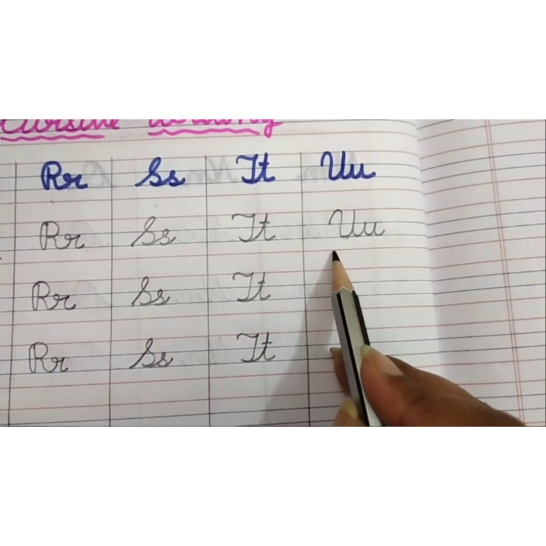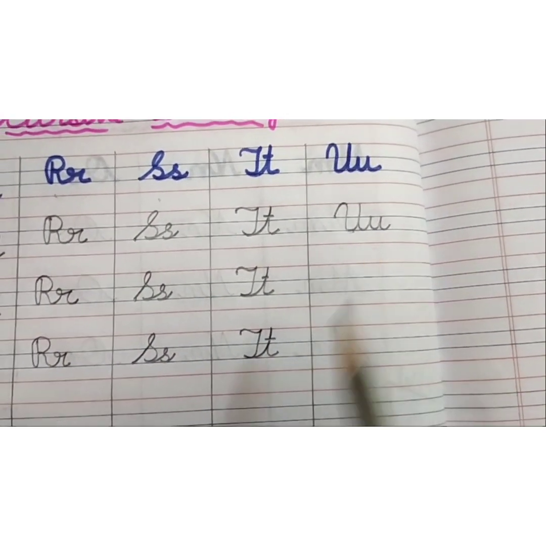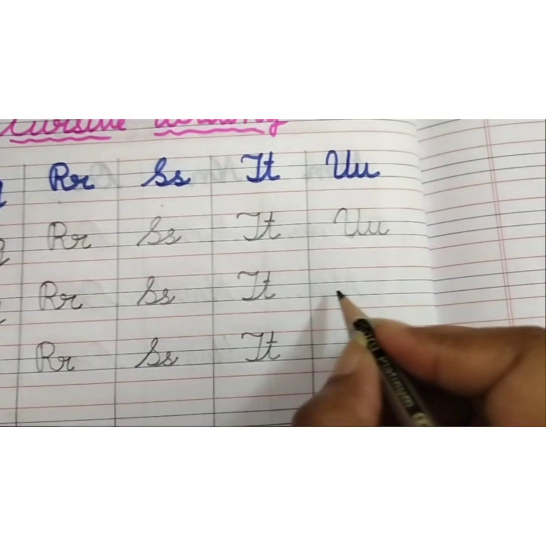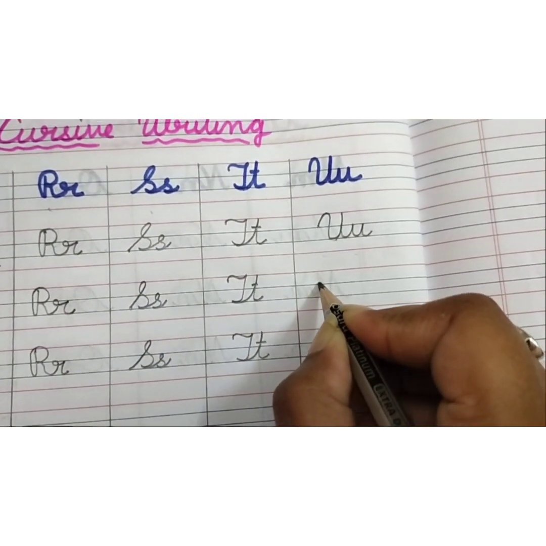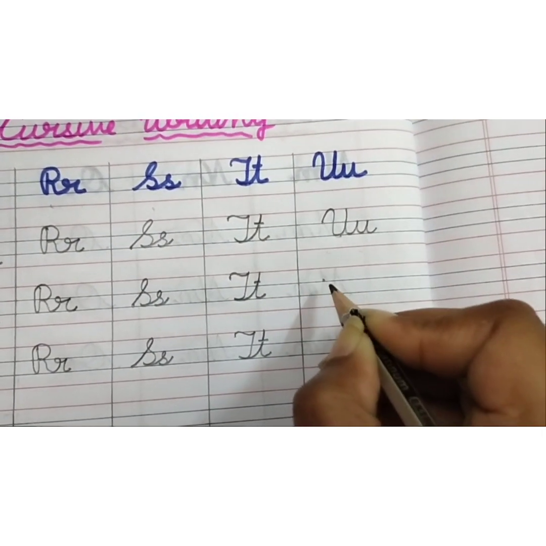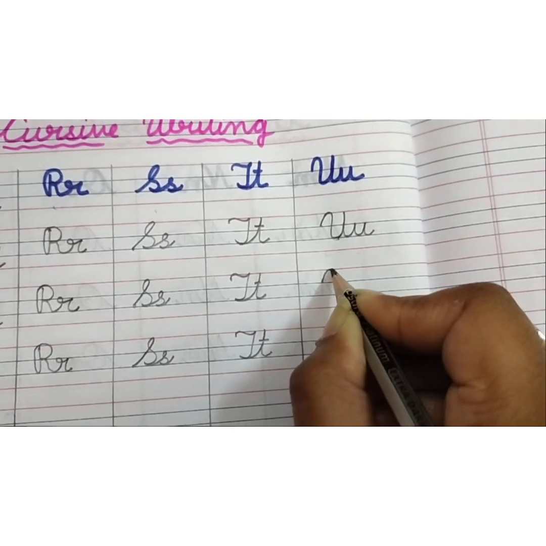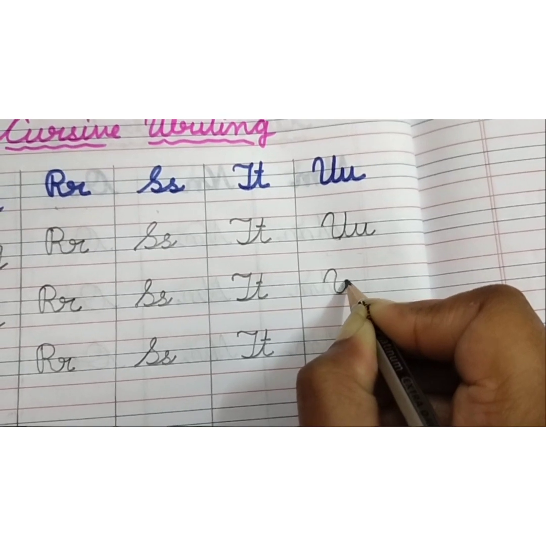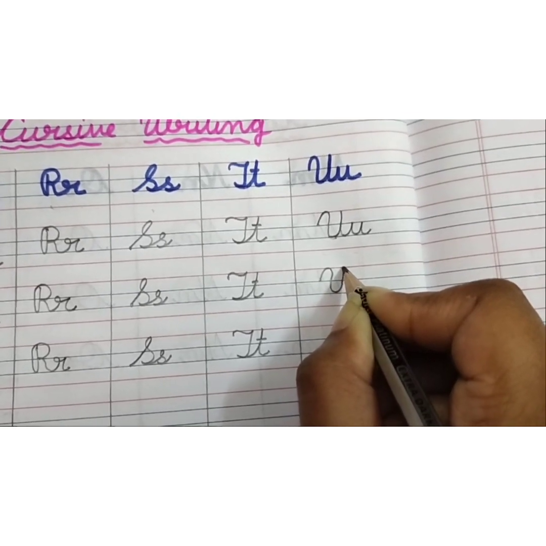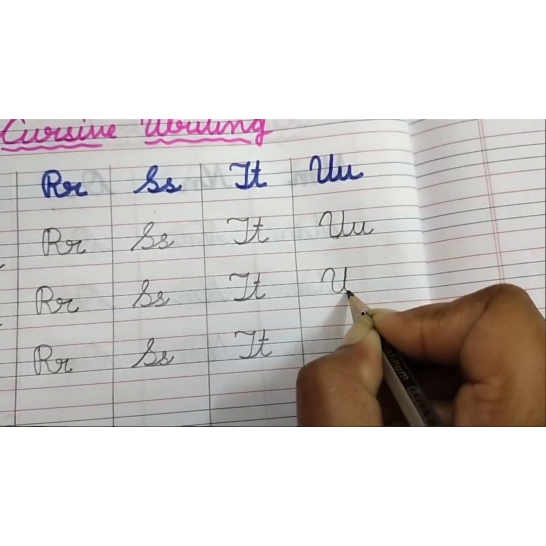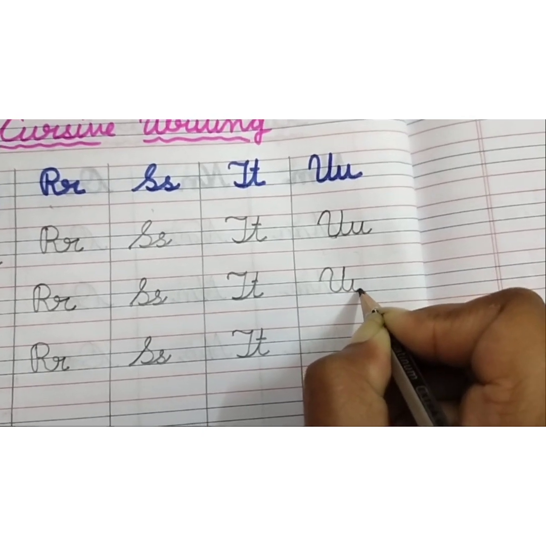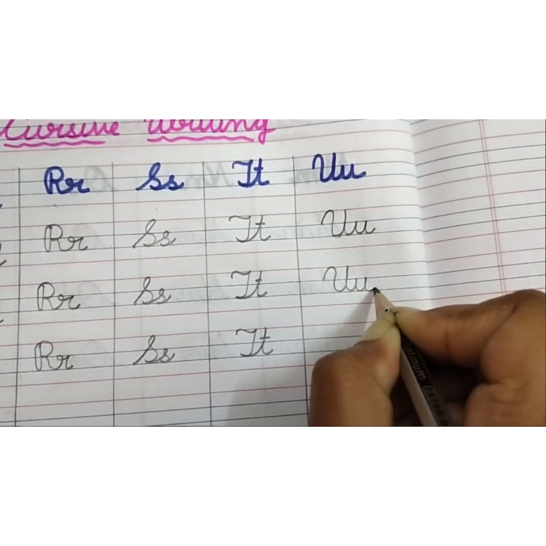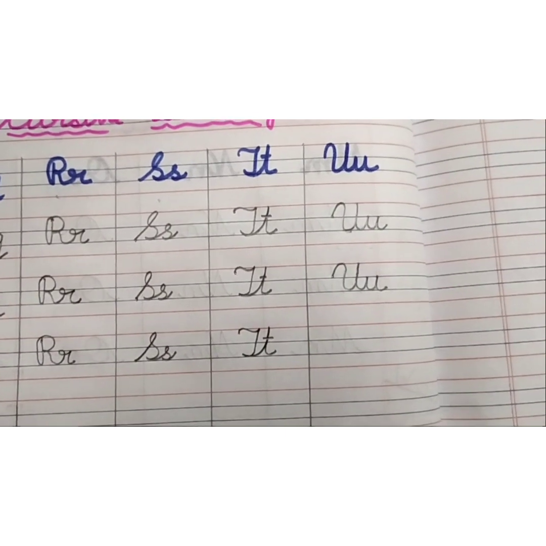So this one is capital letter U and this one is small letter U. Children, again I am showing you, please follow. This is our starting point. From here we will go up to the red line. We will touch the red line. We will come down to the blue line. Again we will touch the red line. We will come down. We will join and we will write small letter U within these two blue lines.